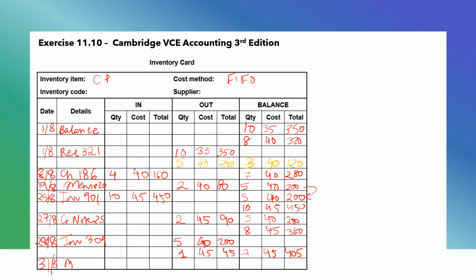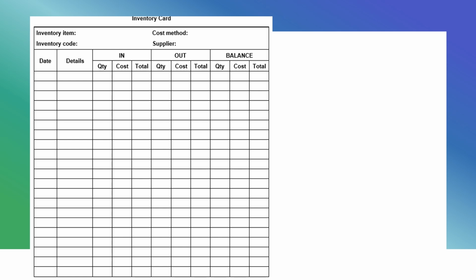got a memo 21, 3 going out at 45 because that's the only one that's left. So 7 minus 3, you're left with 4 at 45 and 180. That's our FIFO card. So what we have here is a slightly bigger table than the one we've looked at before. And this one, like I said before, usually is for identified cost.